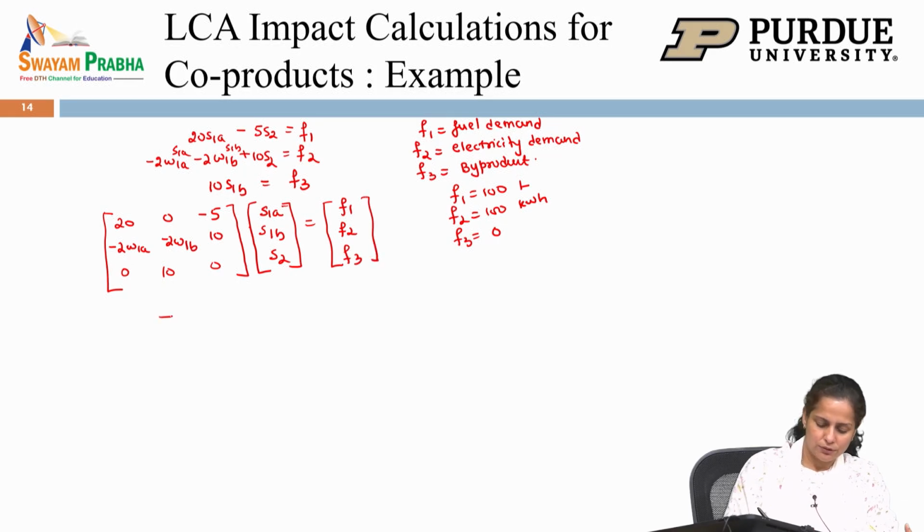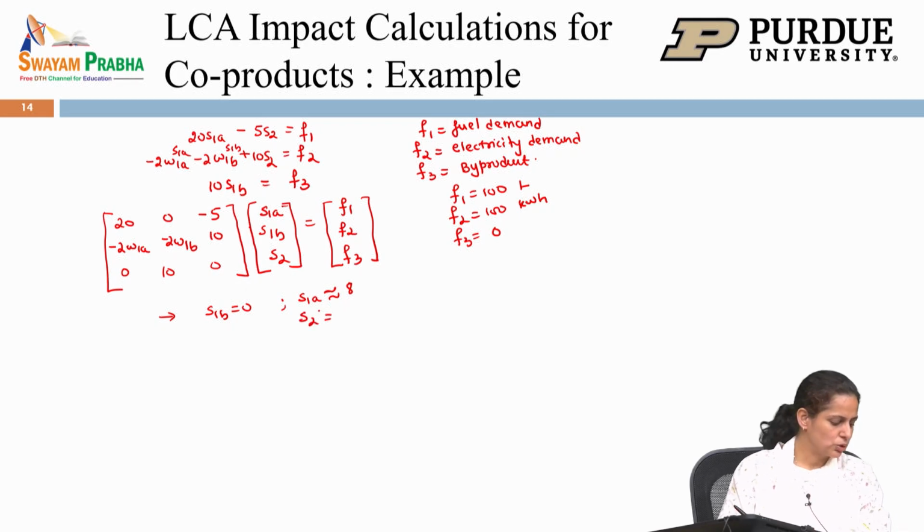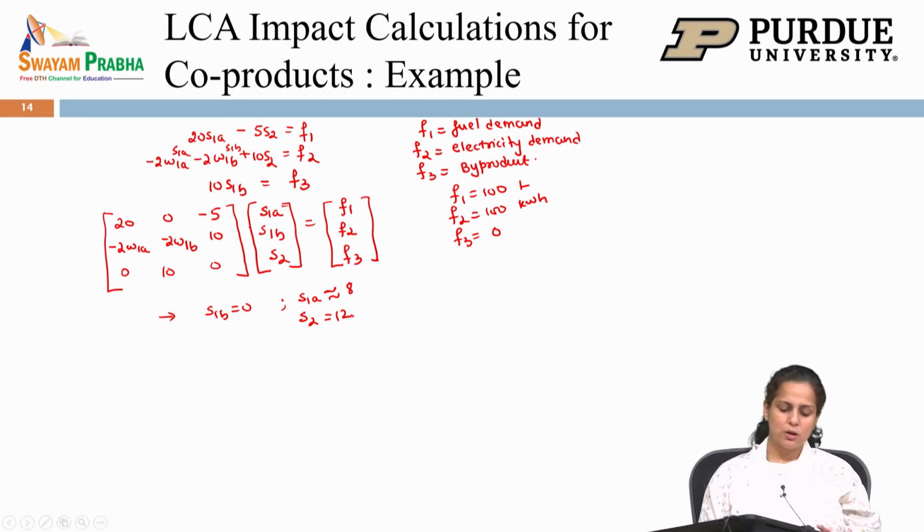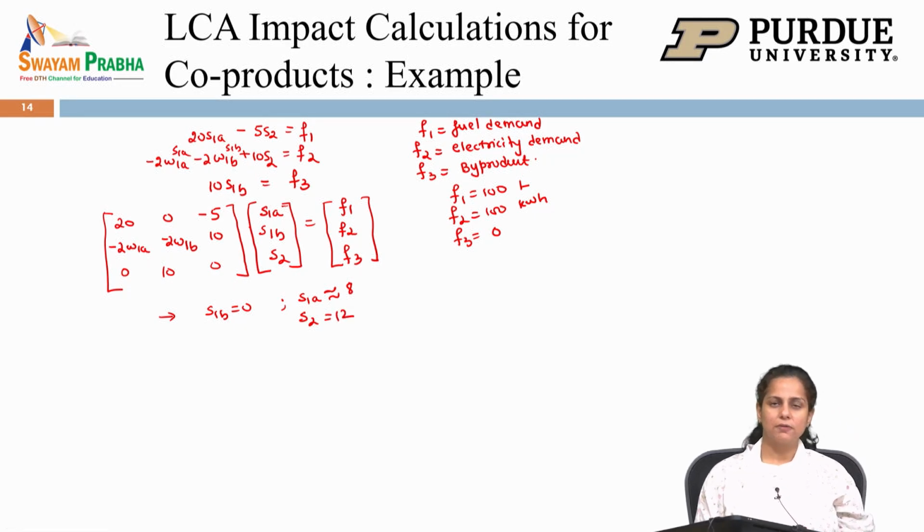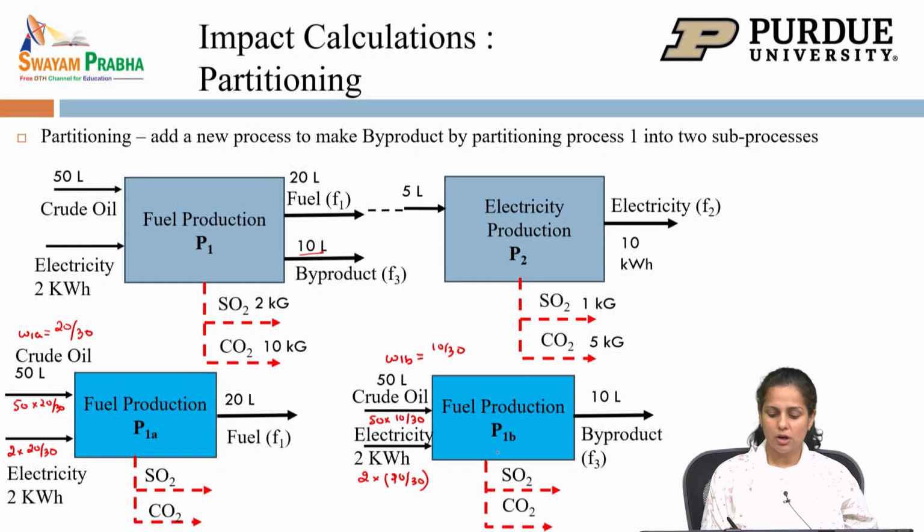And when you solve this, you will get S1B is equal to 0, your S1A will come out to be approximately 8 and your S2 will be coming out to be approximately 12. So, now we have the 3 scaling factors that we need, and you can see that S1B equal to 0 because it makes intuitive sense as well, because we are not interested in making byproduct as a final product.